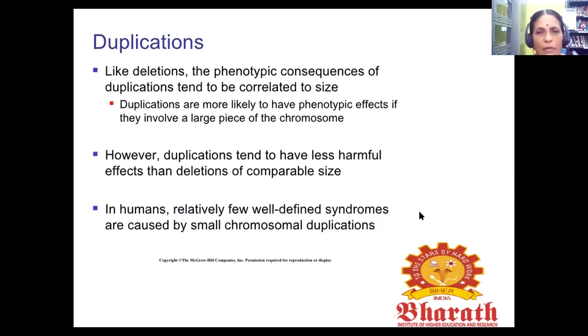Then, like deletion, the phenotypic consequences of duplications tend to be correlated to size. So duplications are more likely to have phenotypic effects if they involve a large piece of the chromosome. However, duplications tend to have a less harmful effect than deletions of comparable size. In the case of humans, relatively few well-defined symptoms are caused by small chromosomal duplications.